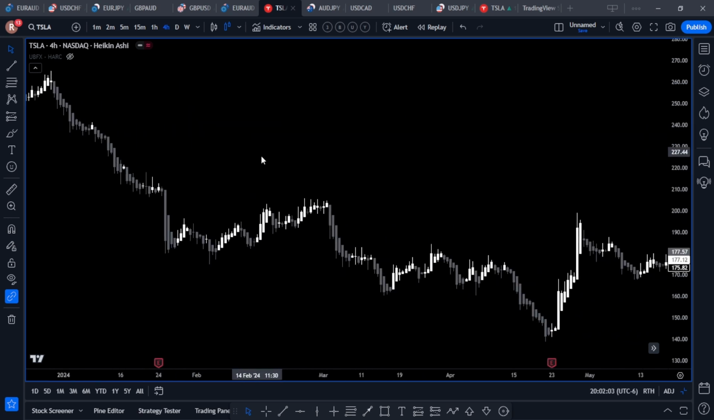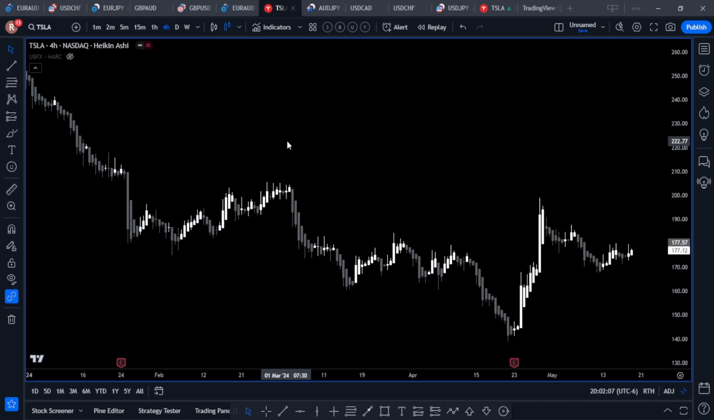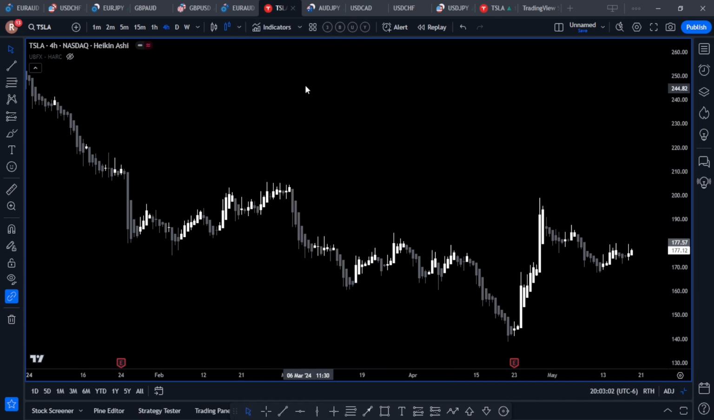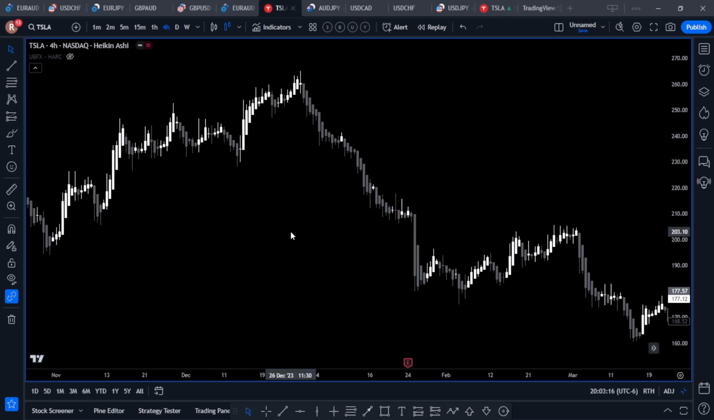I do use the Heikin Ashi candles in my trading. I use it often enough that I have it as one of my favorites in TradingView. When you go to your bar style at the top and you click that little down arrow, you'll be presented with different styles that you could use. I favorited the candles, but I also favorited the Heikin Ashi. And with those, they're the only ones that I use. Because they're starred or favorited, they both appear at the very top. So I hope you can take these Heikin Ashi candles and apply them to your trading.